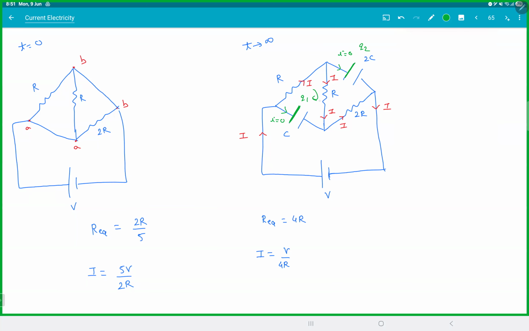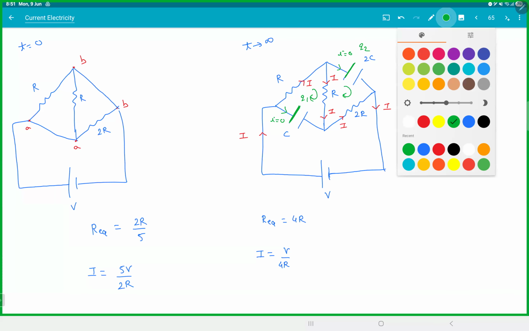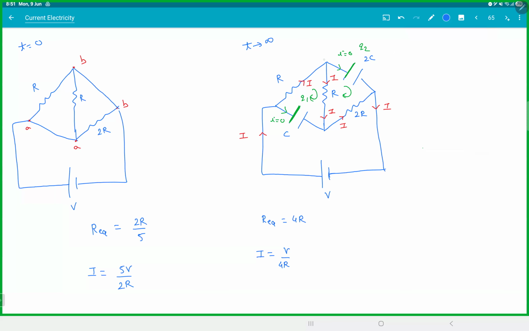Apply Kirchhoff's law in this loop and in this loop. First, let's write the left loop. I'll start from here on the top. So that would be minus IR. I'm going from negative to positive plate. Plus Q1 by C minus IR is equal to 0. So Q1 will be 2IR, CV by 2.